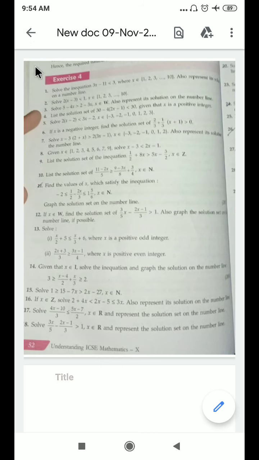Now in this way you can solve question number 8 and question number 10. These two are your homework, question number 8 and question number 10.